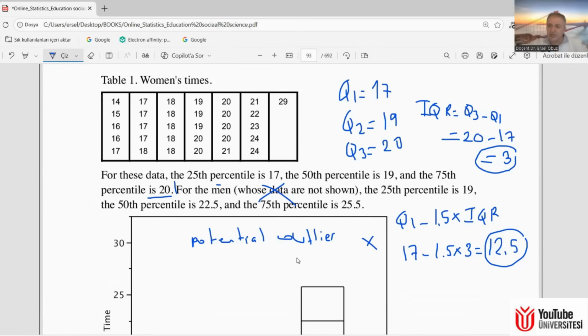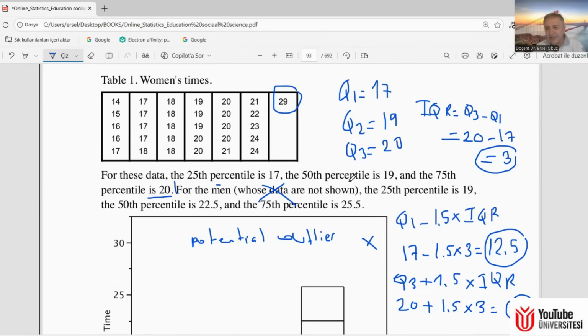So let's get to the right side. Then our fence or our limit will be Q3 plus 1.5 times IQR. So our Q3 value is 20 plus 1.5 times 3. So we will have 24.5. So do we have a potential outlier? Yes, we do have a potential outlier. So 29 is going to be your potential outlier.